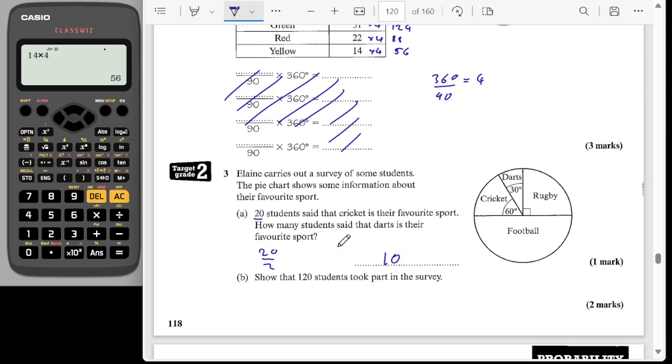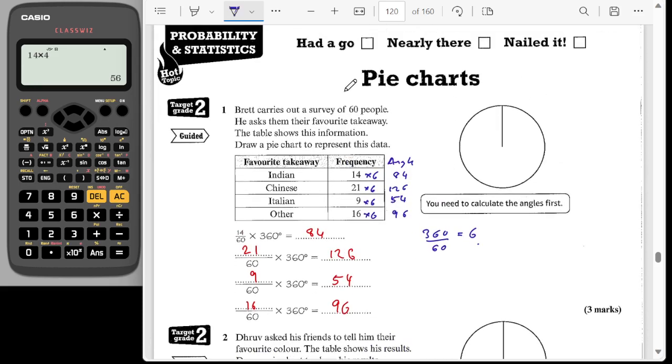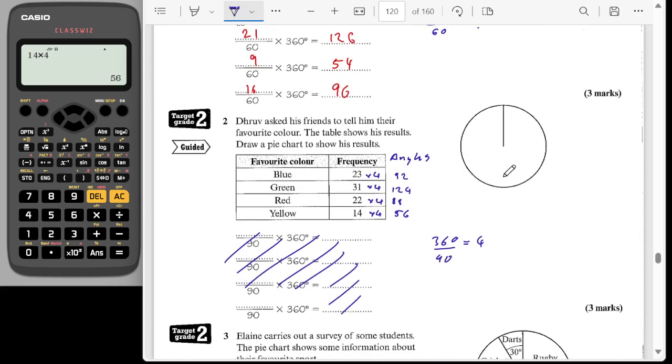And then show that 120 students took part in the survey. Well, 360 divided by 60 means that that's 6. So there are 6 lots of 60 degrees, so 6 times by 20 would be equal to 120. There we go. Okay, I hope you found that useful. So again, that is from the foundation tier, that is pie charts. And again, the actual drawing of the pie charts I've done in a different program, but I hope that's useful.